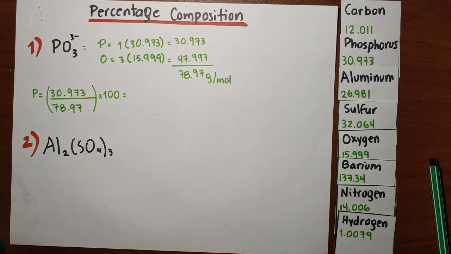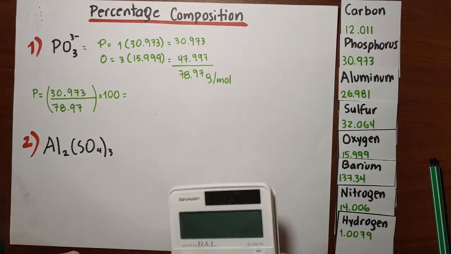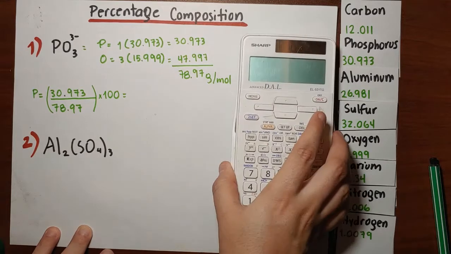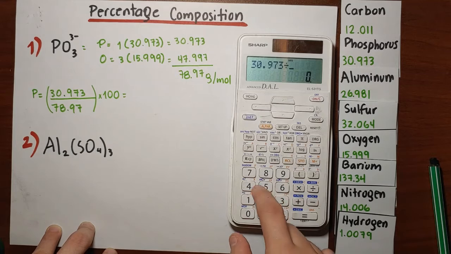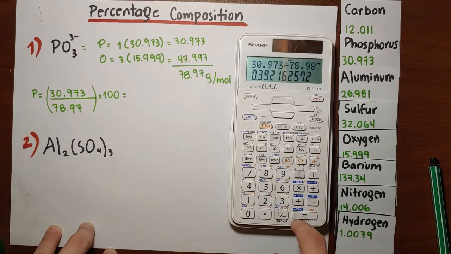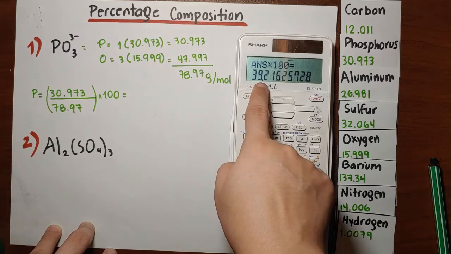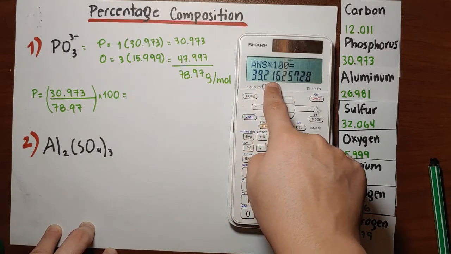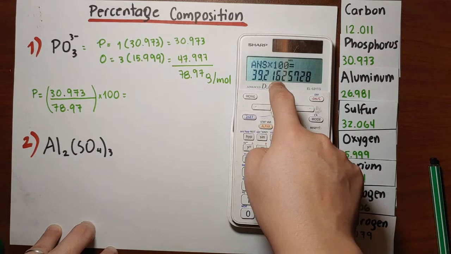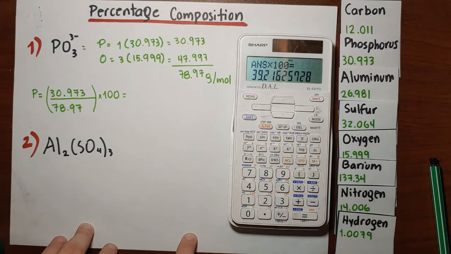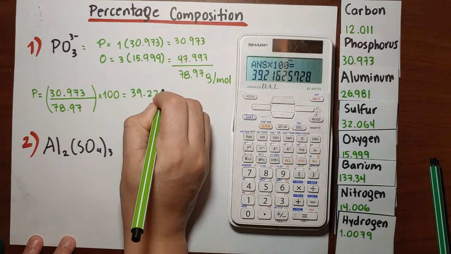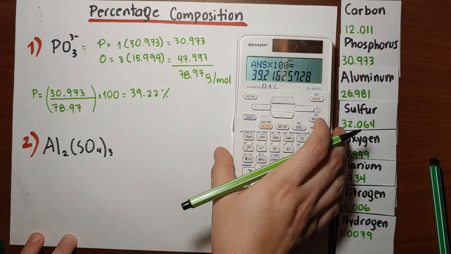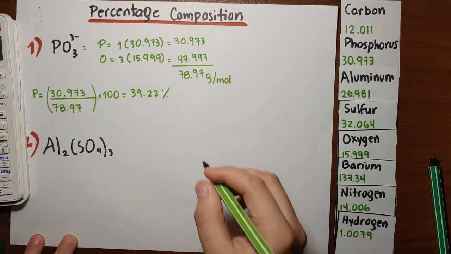Okay, when you do that, I'm going to do the process once. 30.973 divided by 78.97. This number you multiply times 100, 39.22. You round it because the next number is 6. Okay, so you're going to round it. 39.22%.